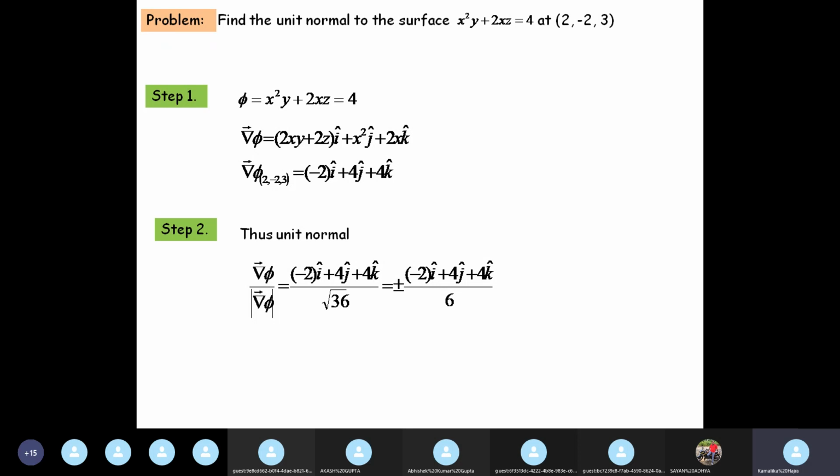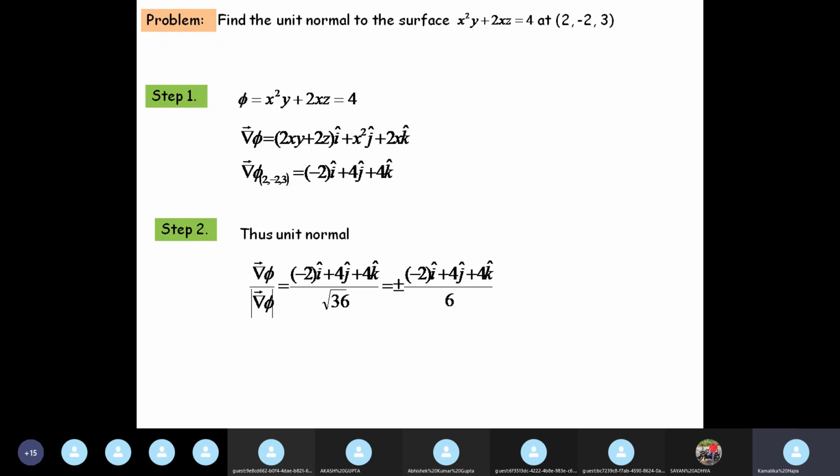Okay, so don't forget to keep the plus and minus sign. Just don't write only 6. You know why? Because at any point on a surface, there are always two normals. One is the outward normal and the other is the inward normal, or upward normal and downward normal.